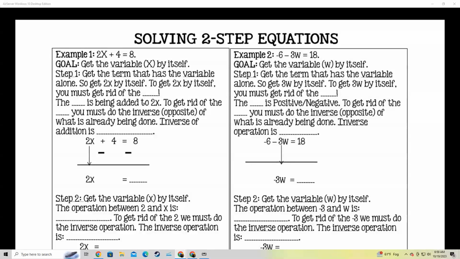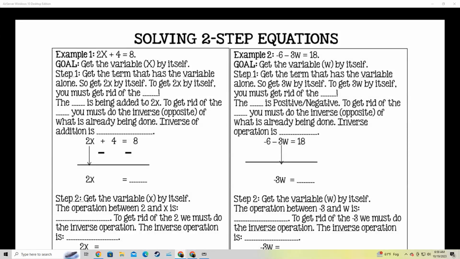So example number 1, I have 2x plus 4 is equal to 8. These problems are a little bit more complicated. They're going to require 2 steps instead of just 1. So let's see how this changes. My goal is to get the x by itself.